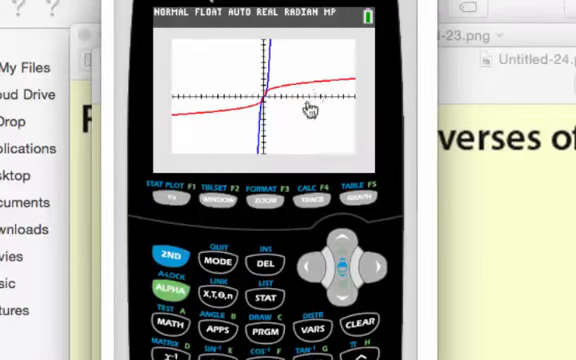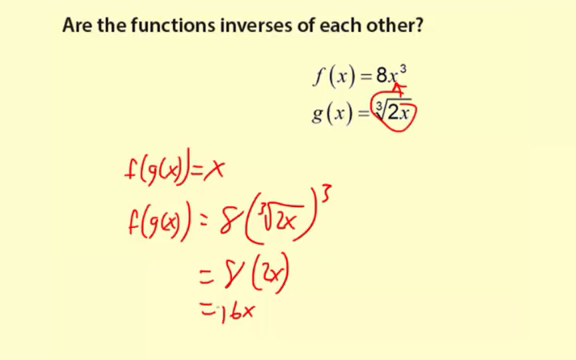Okay, so this also helps solidify what I was saying before, solving through the algebra. We didn't get x here. So I'm going to say no.